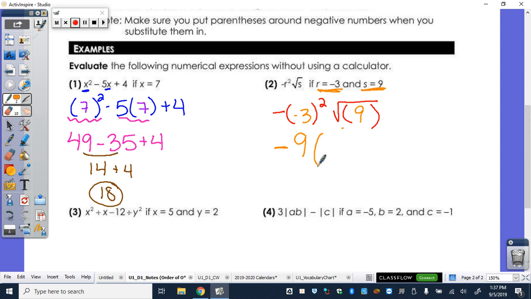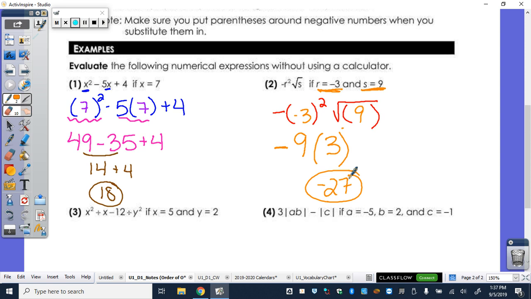Square root of 9? 3. When you take the square root of it, the sign is gone. You've used it, so you're not going to keep writing that little square root sign there. So now negative 9 times 3 will give us a negative 27 for that one.